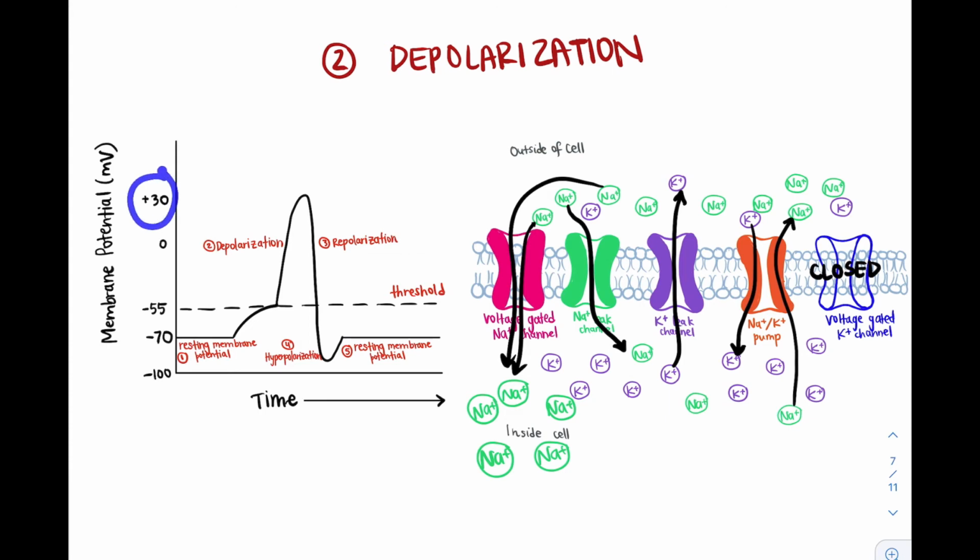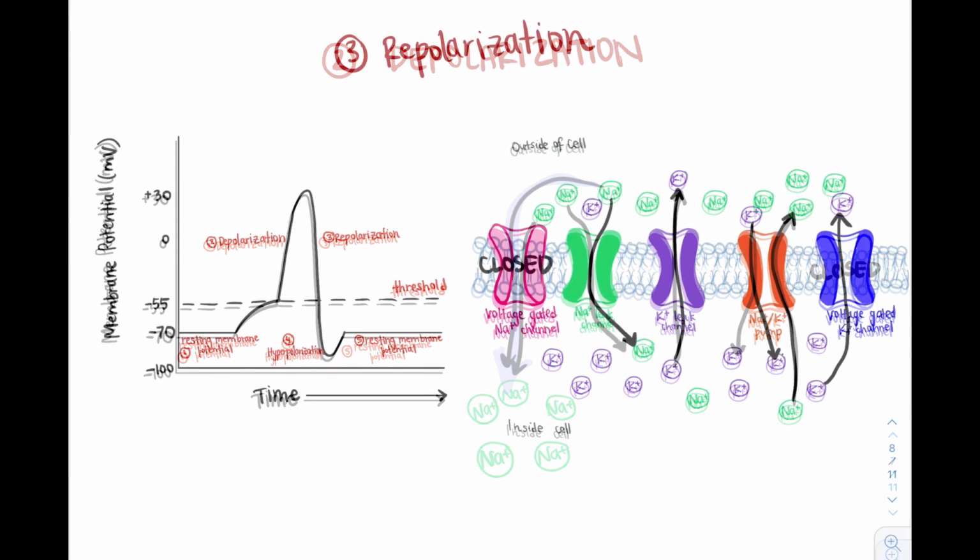Remember we said depolarization is when the membrane potential becomes more positive than resting. And here it's becoming more positive than -70, and it's actually reaching +30 millivolts. The key thing to remember is that this positive charge inside the cell comes from the sodium ions rushing down their gradient into the cell through voltage-gated sodium channels.